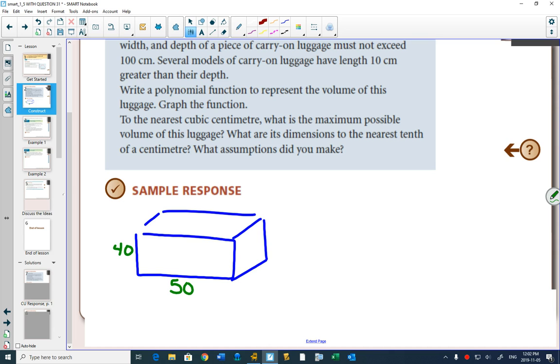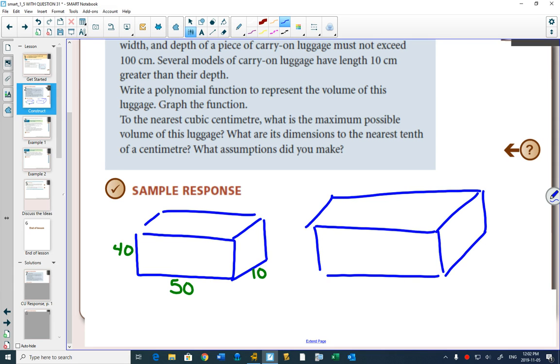What does that leave me for my other dimension? Only 10. How did I figure those out? And how can I use that idea? How can I use that idea to do this with algebra? And this is a good strategy. When you're having trouble figuring out how to do the algebra, do it with numbers.